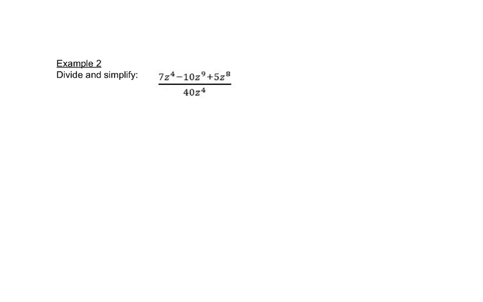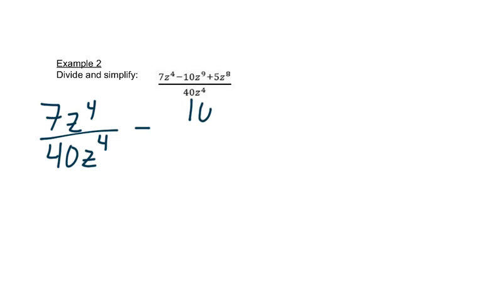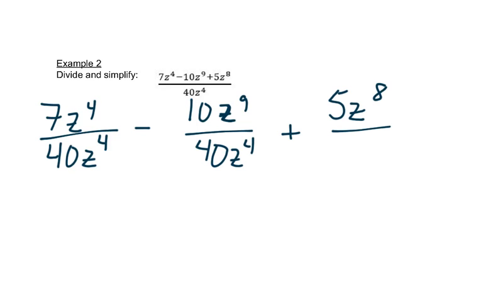We'll do one more example. It works exactly the same way. We'll take the 7z to the fourth and divide by 40z to the fourth, minus, and then the 10z to the ninth divided by 40z to the fourth, plus 5z to the eighth over 40z to the fourth.